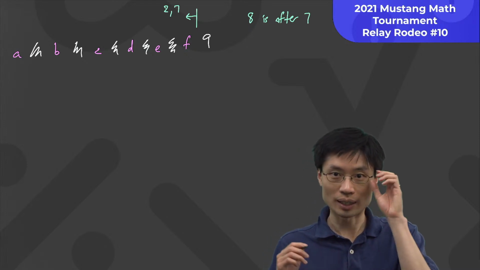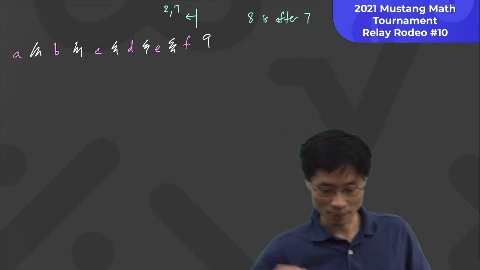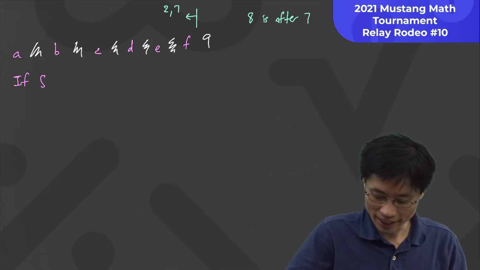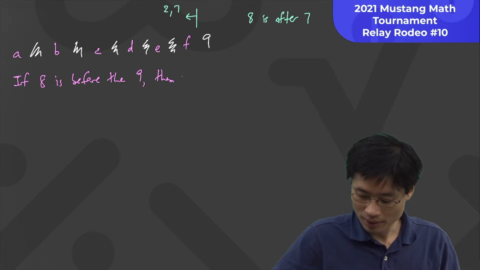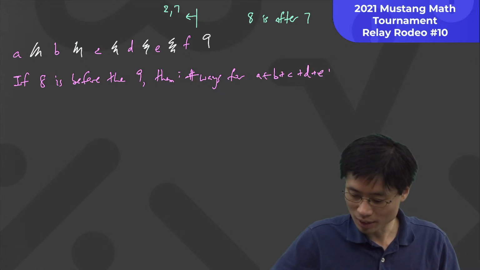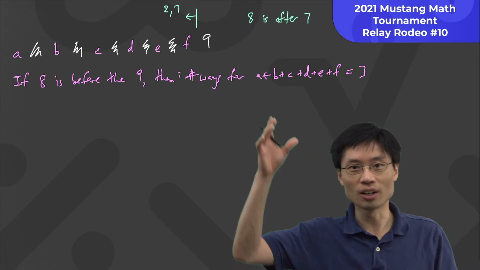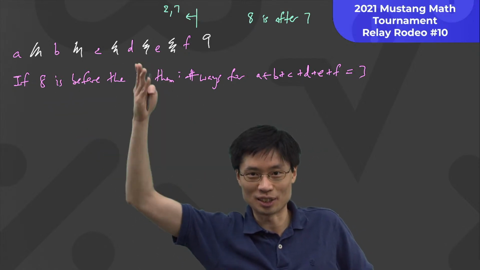Okay, so I either have, if the 8 is among them, right? If the 8 is before the 9, then it's equal to the number of ways for a plus b plus c plus d plus e plus f to be equal to 3. Because all three of the numbers, 2, 7, and 8, have somehow dropped in like rocks into this part.